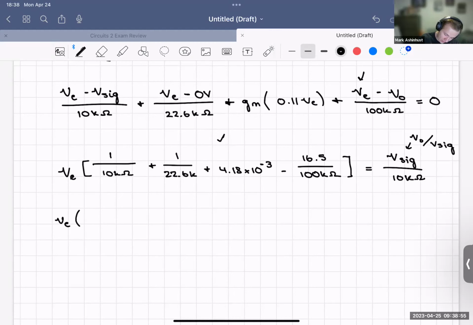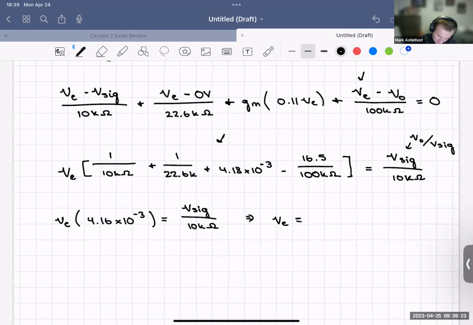All of these are constants. So we can just put those all into your calculator, which will give you 4.16 times 10 to the negative 3 is equal to V sig over 10 kilo ohms. And then we could get VE on its own, and we'll use that to plug into the other equations.